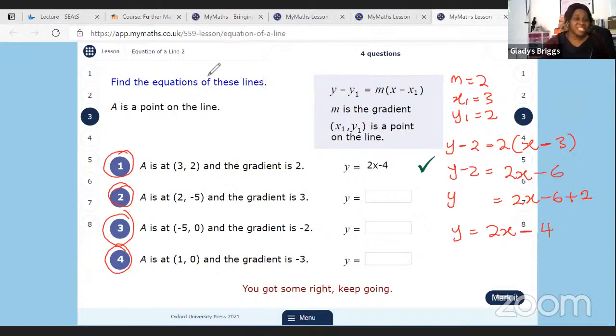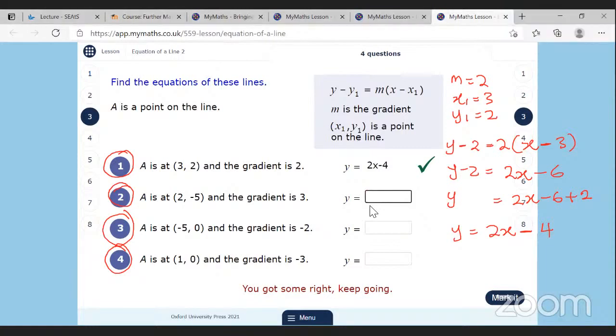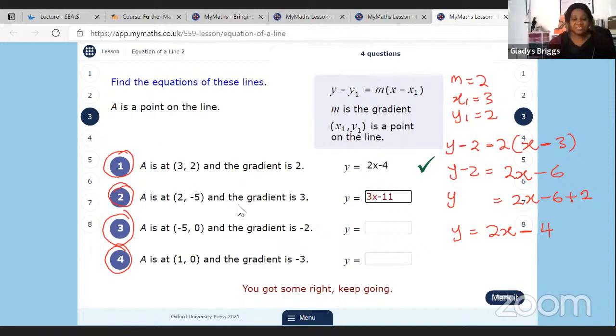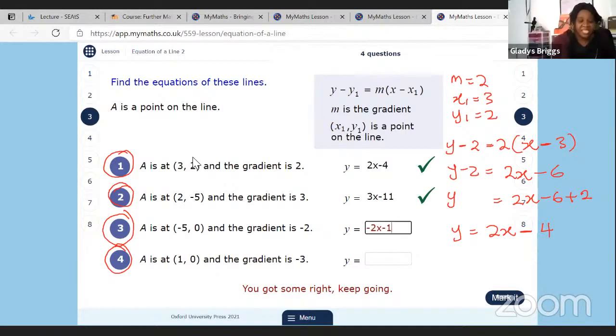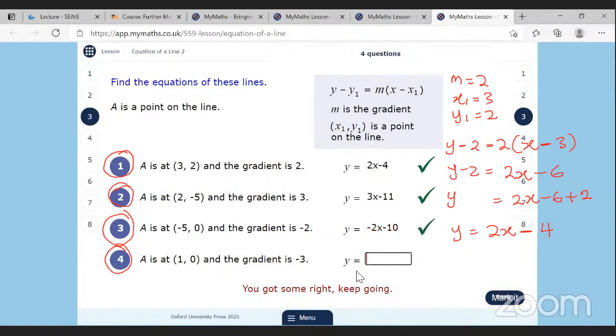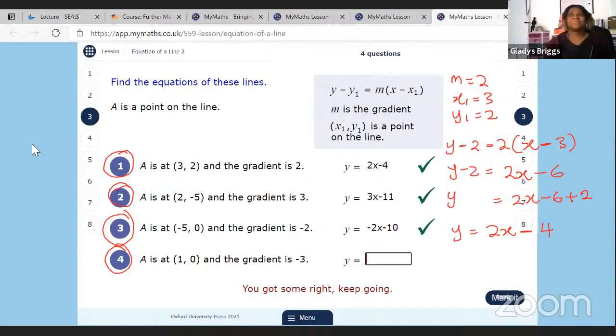Okay, who wants to give us the answer for the next one then? 3x minus 11. Minus 11, let's see. Well done. And question 3 then. Minus 2x minus 10. Minus 10. Okay. Who's feeling confident about the last one?